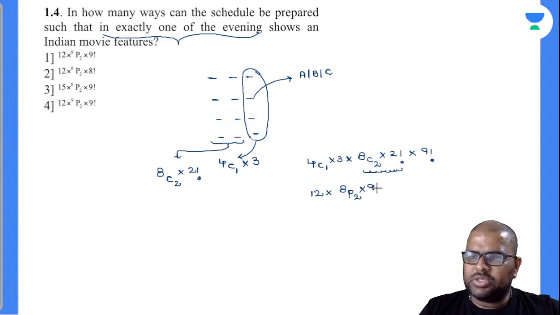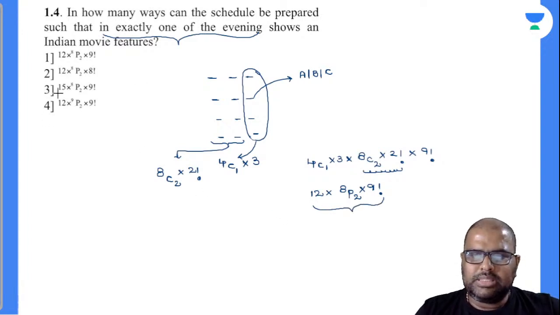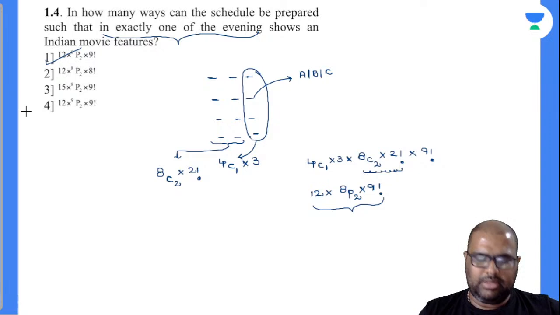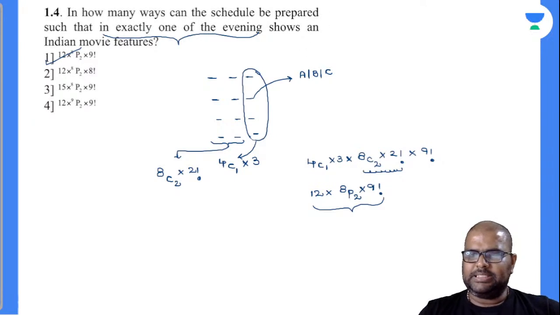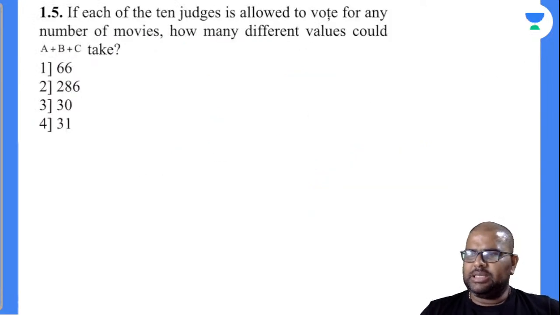How many of you got this logic there? Please let me know. Yes, perfectly now. So what is the answer there? 12 into 8P2 into 9 factorial. And your option number 1 is correct. So how many of you gave this answer correct? Yes, perfectly done. Let's come to this point.